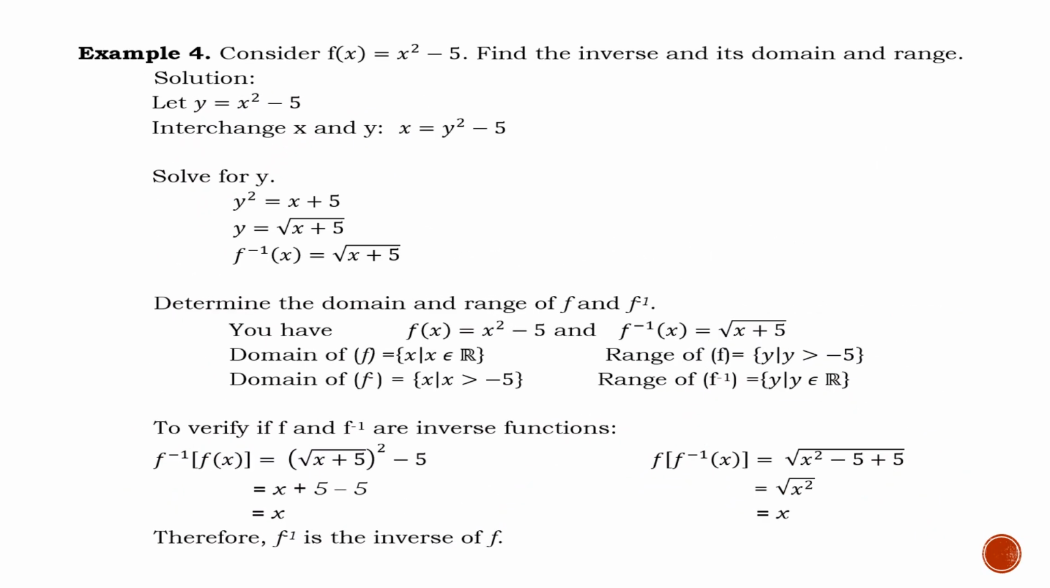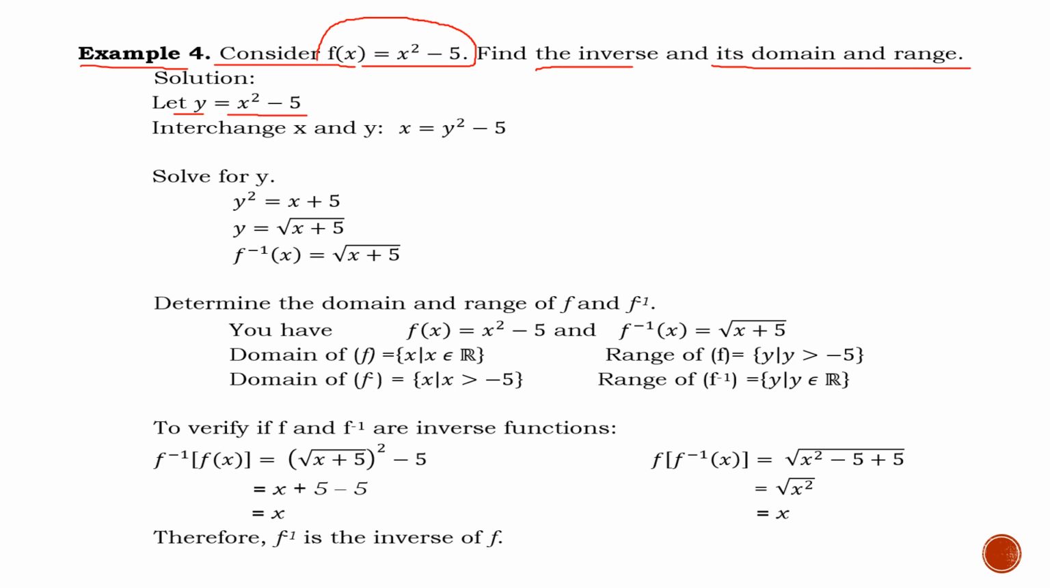So for example number 4, consider that f of x is equal to x squared minus 5. We're asked to find the inverse and its domain and range. So first thing to do is to replace your f of x by simply using your y, so we can rewrite this one as y is equal to x squared minus 5.